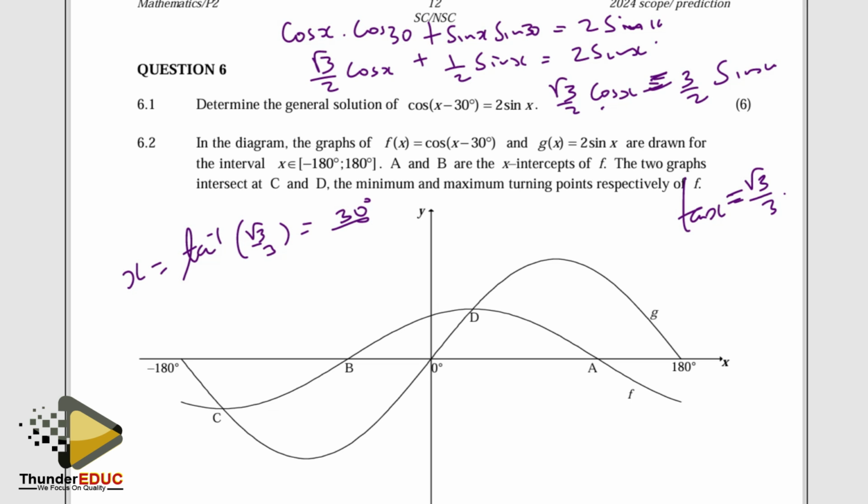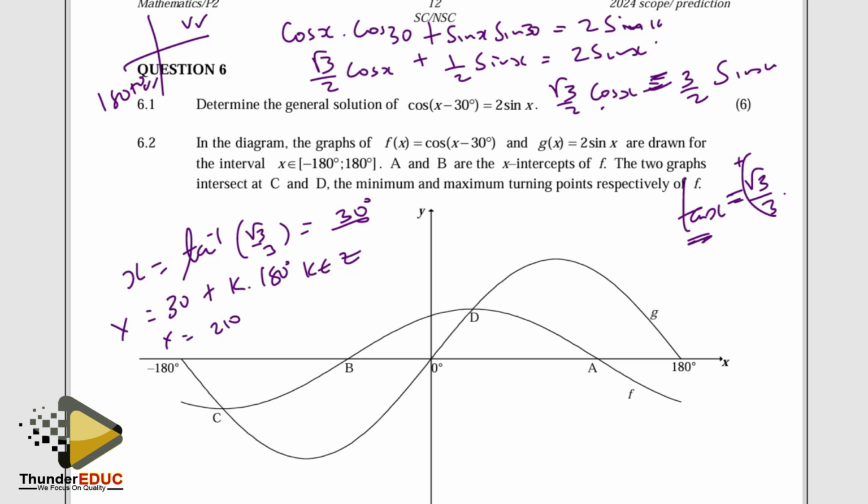So, since the tan is giving me a positive value, and tan is positive within the first quadrant and the third, it's going to be 30 plus k times 180, k is an element of the integers. Remember, the period of tan is 180. Then the other one is going to be in the third quadrant, which is going to be 210, because it's 180 plus theta, 180 plus 30 is that, plus k times 180, k is an element of the integers. So that is what we need to have, unless the question gave us a restriction. But if there's no restriction, we need to have the full solution.